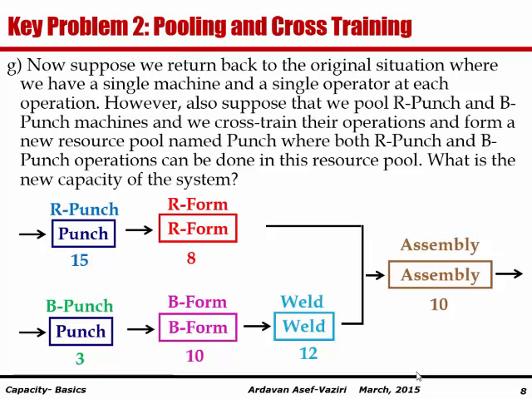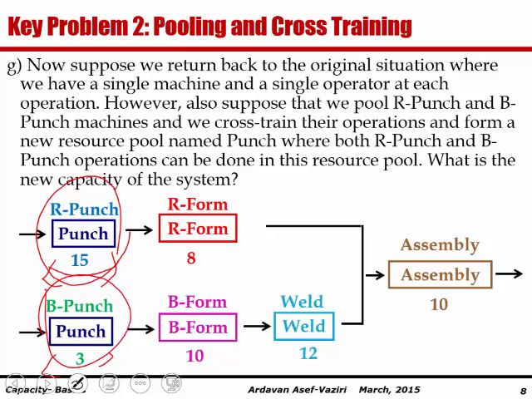Here is when activity time differs from unit load. Activity time of R punch is 15 minutes. Activity time of B punch activity is 3 minutes. They both together are 18 minutes, which is the unit load assigned to punch machines, correct?